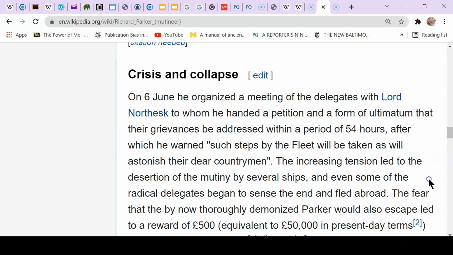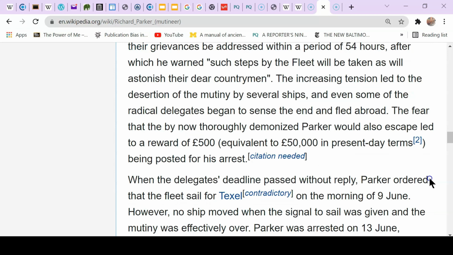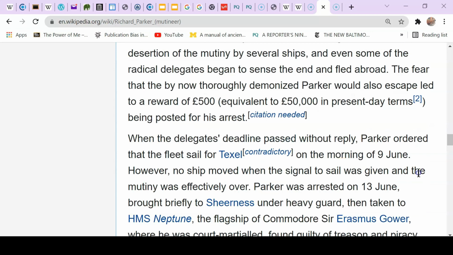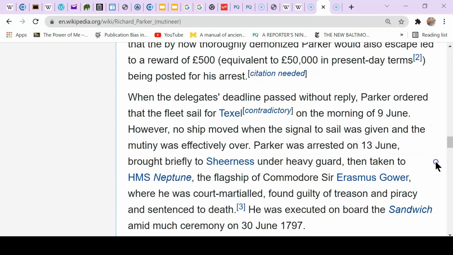And so this puts the fear in some of the other sloops, right? And they don't care for this declaration that the steps taken by the fleet will astonish their countrymen, meaning there'll be high violence and murder, right? And so they bail. The Royal Navy comes in, and during this period of 54 hours, the Navy closes in. They think Parker may escape. They put a bounty out on him, but of course, he doesn't go anywhere. He's put up as the offering. He's the scapegoat, the fall guy. Yeah, right. He's the effigy for this ritual.